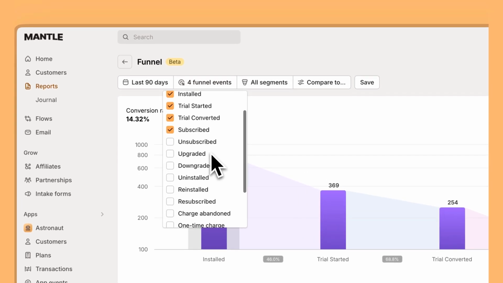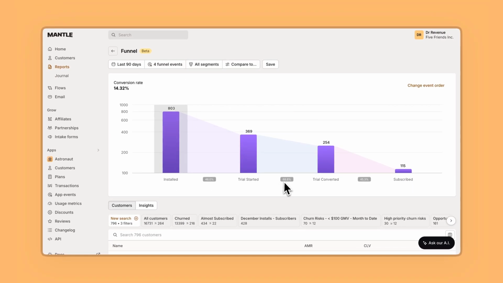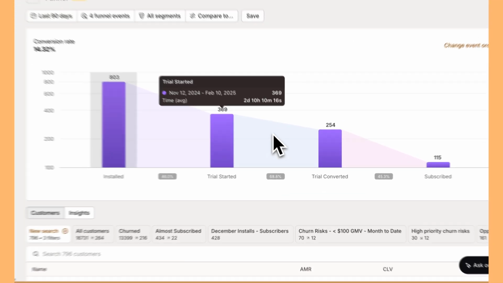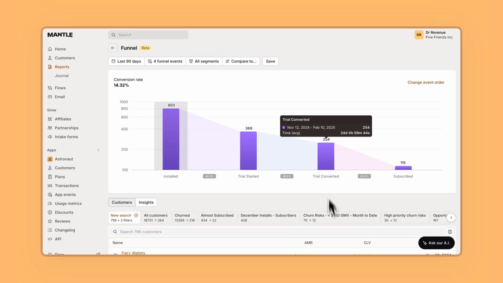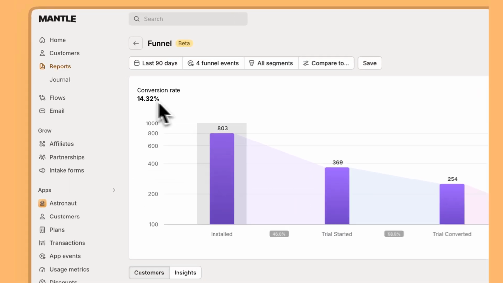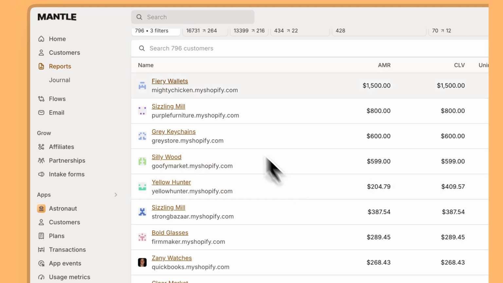Let's take a look. The main visualization we see here shows the stages of your funnel along with the percentage of customers that make it to the next step, giving you an indicator of where you might need to make some optimizations. For example, a big drop between trial started and trial converted means you'll want to take a deeper look at your conversion strategy. Up here you'll see your total conversion rate and a customer table with important metrics.